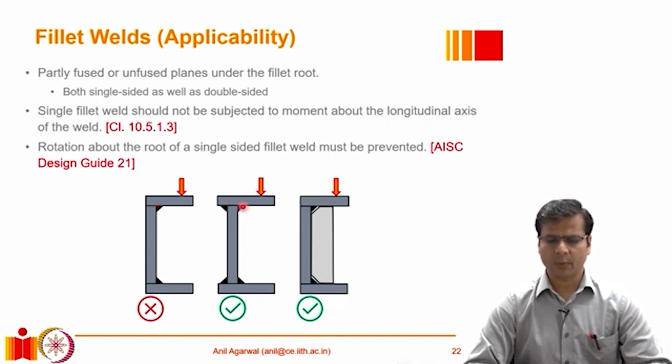Alternatively, we can provide double-sided welds. Double-sided welds do offer some level of rigidity. If the moment is applied here, there is a decent amount of lever arm available in this case in comparison to what was available here, and as a result the stress concentration at the root is minimized. This recommendation is available in our Indian IS 800 code also, which specifically states that a single fillet weld should not be subjected to moment about the longitudinal axis of the weld, and the same guideline is specified in the American design guide, which specifies that rotation about the root of a single-sided fillet weld must be prevented.